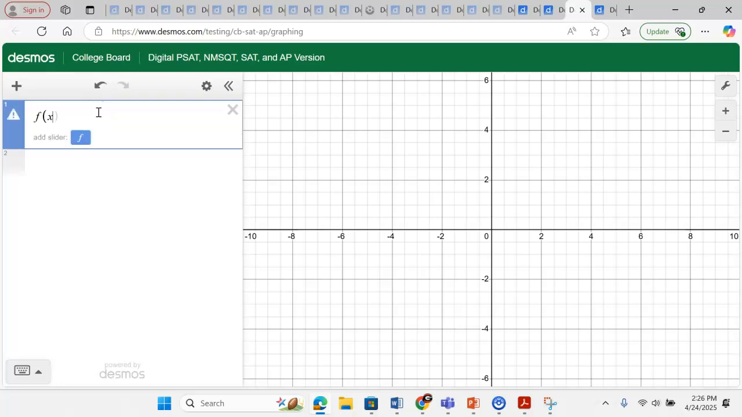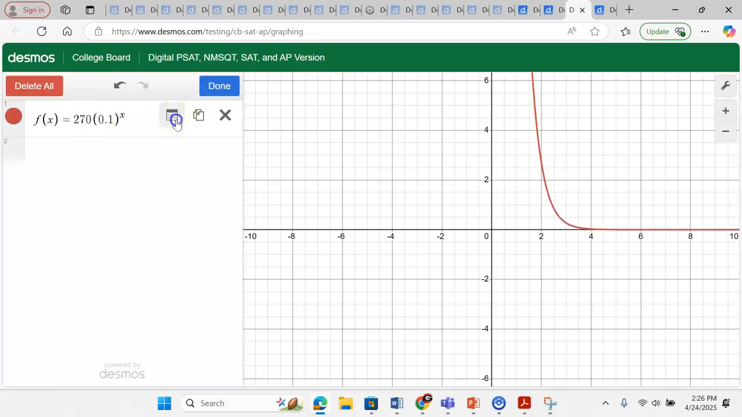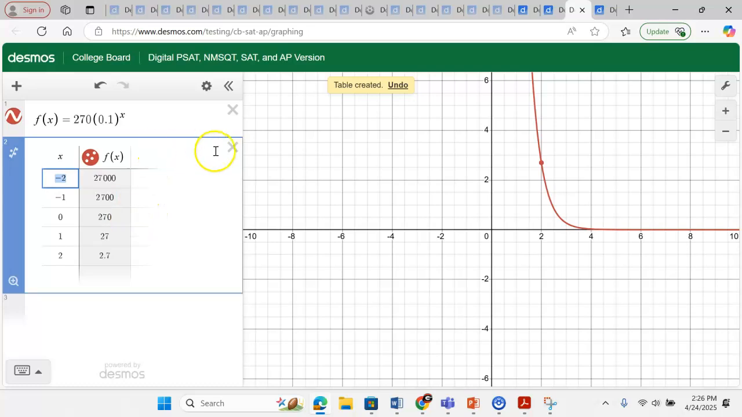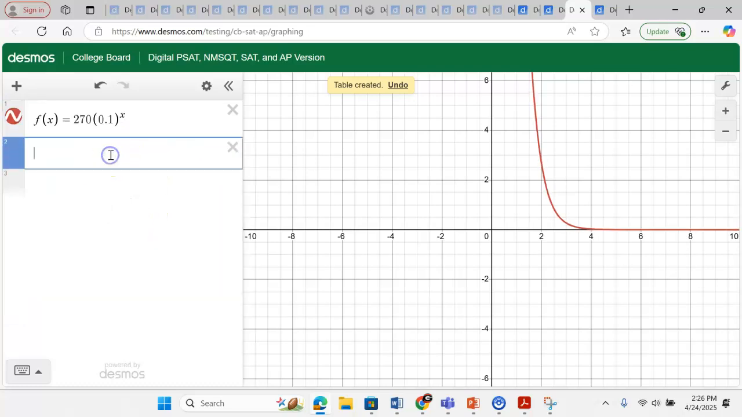So f of x equals 270 times 0.1 raised to the x power. Okay, and then we can just simply say raised to the 0 power, and it tells us not with x. We would have to go to your table and see it's 270 there, or if you prefer, you could type in f of 0 and it tells you 270. So that's the Desmos.